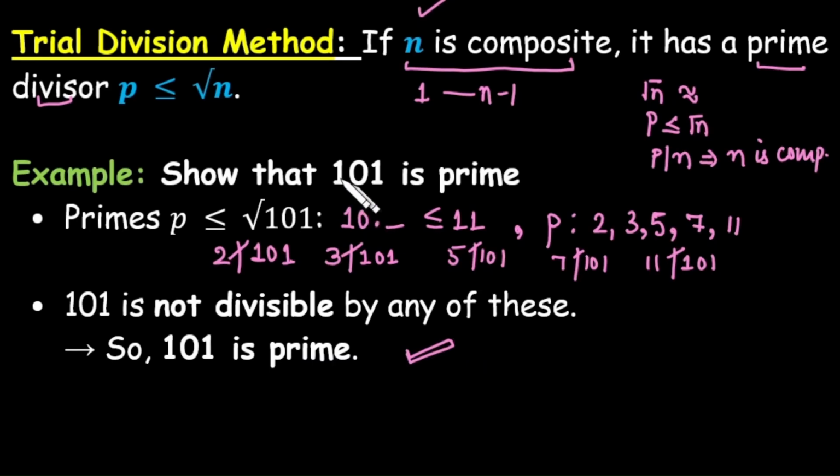So there is no need to check the numbers from 2 to 100 to see whether any one of them divides 101 or not. If not, we conclude it is prime. If yes, it is a composite number. So rather than working on 99 numbers, we just need to check these 5 prime numbers.